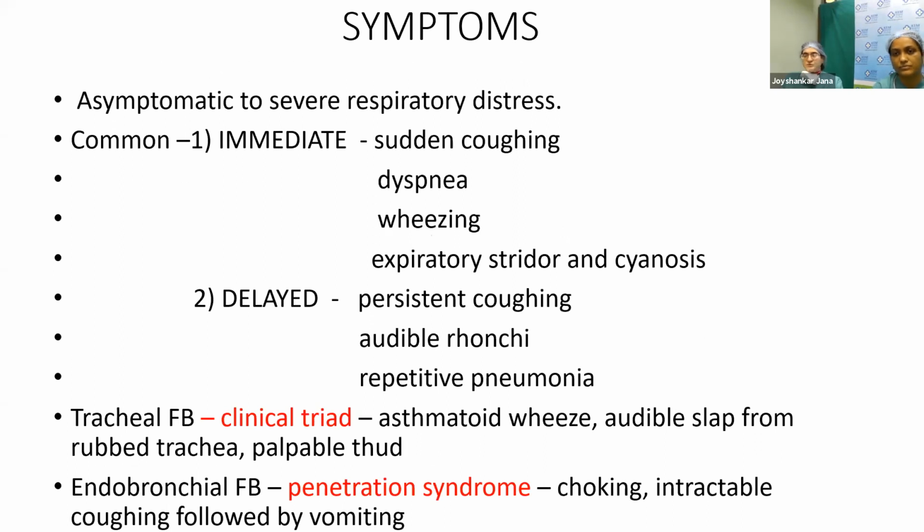What are the symptoms of airway foreign bodies? A child can present from asymptomatic to a severe respiratory distress picture. Commonly, in the immediate scenario, there could be sudden coughing, dyspnea, wheezing, expiratory stridor and cyanosis. If it is delayed, then persistent coughing, audible bronchi, and repetitive pneumonia. If the foreign body is in the trachea, then there will be a clinical triad of asthmatoid wheeze, audible slap from the trachea, and palpable thud. And if it is an endobronchial foreign body, then penetration syndrome like choking, intractable coughing, followed by vomiting.